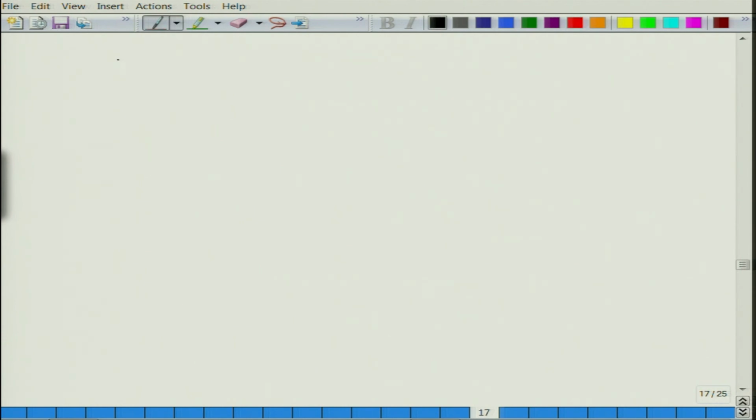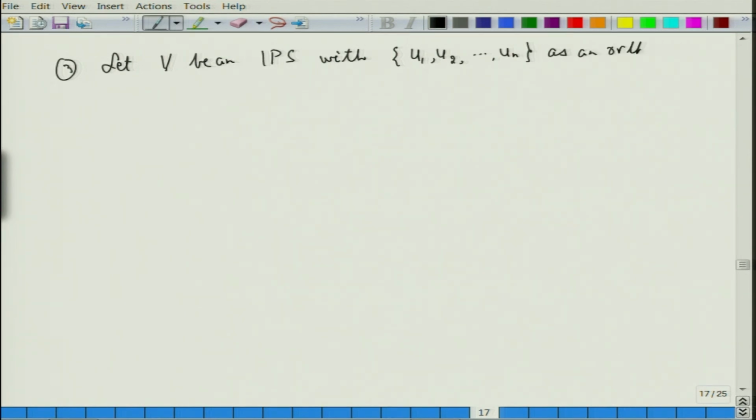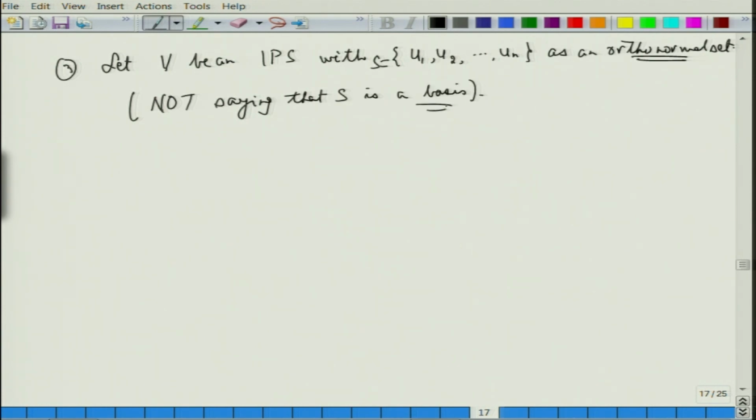So let V be an inner product space with u1, u2, up to un as an orthonormal set. We are not saying that S is a basis. We are just saying it is an orthonormal set, we are not saying it is a basis.